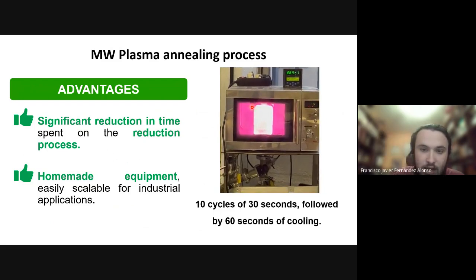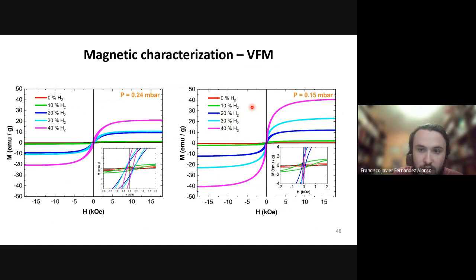annealing. And what we see, this is a work in progress. We obtain at this point lower magnetizations. We are able to obtain more or less 40 emu per gram.